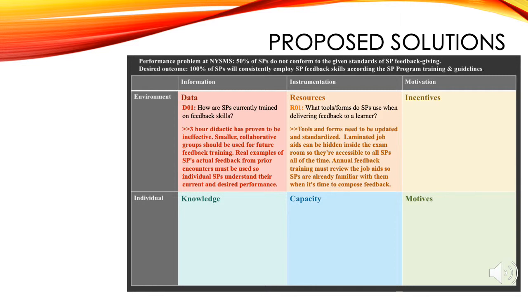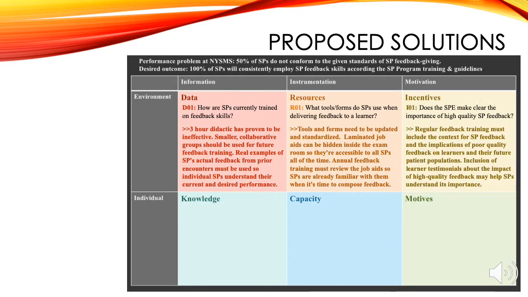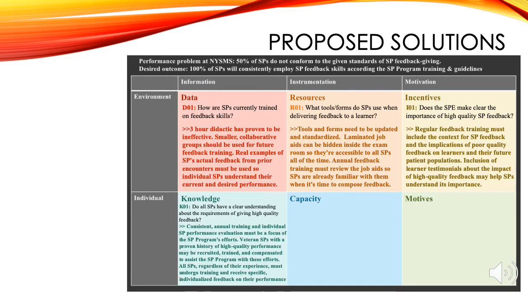Laminated job aids can be hidden inside the exam room so they're accessible to all SPs all of the time. Annual feedback training must review the job aids so SPs are already familiar with them when it's time to compose feedback. Under incentives, regular feedback training must include the context for SP feedback and the implications of poor quality feedback on learners and their future patient populations. Inclusion of learner testimonials about the impact of high quality feedback may help SPs understand its importance.